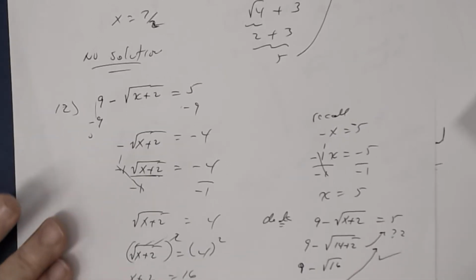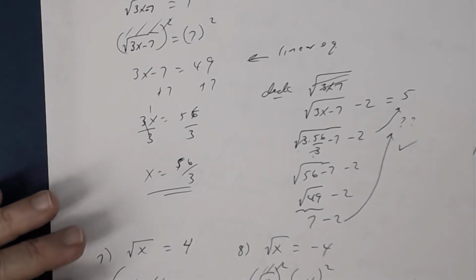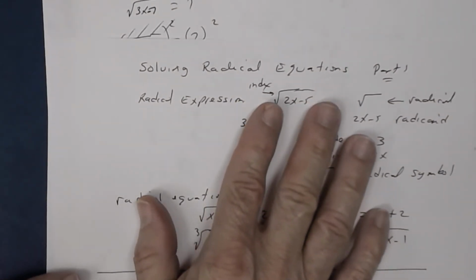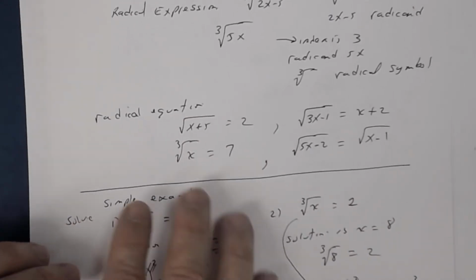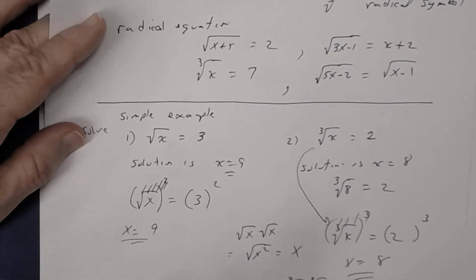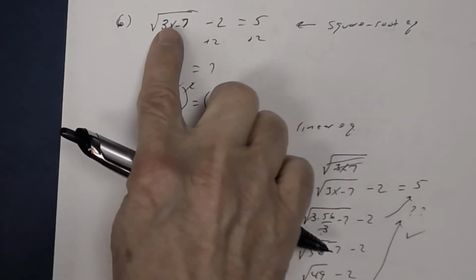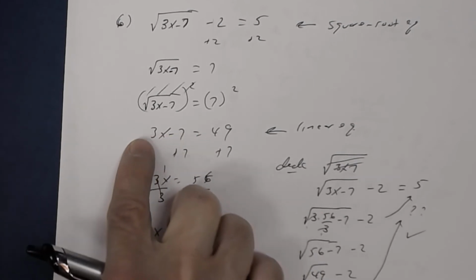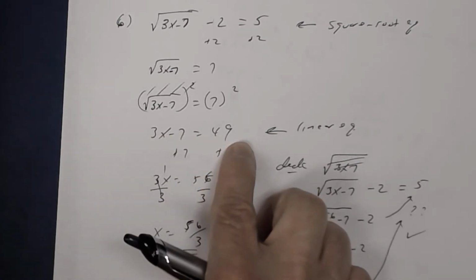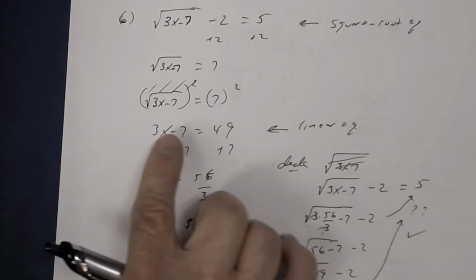Okay? All right, so that is the part 1 lesson on solving radical equations. And remember, we're looking at square roots in particular. And notice that every time in part 1, I want you to notice this, we always went from a square root equation to what kind of equation? Linear.